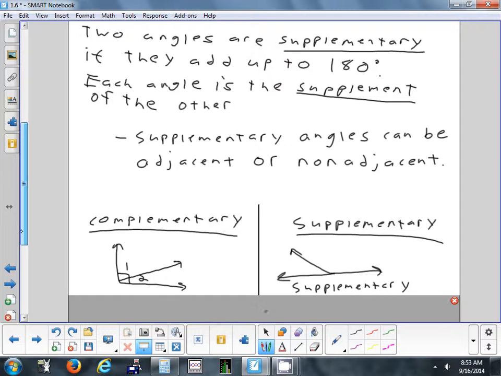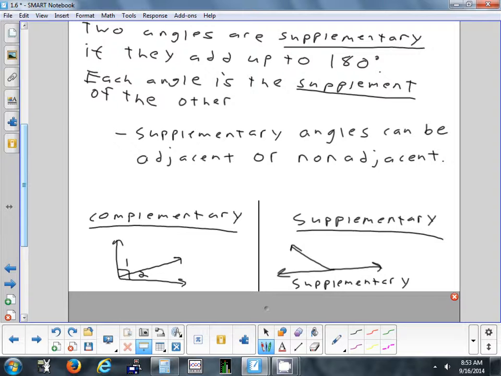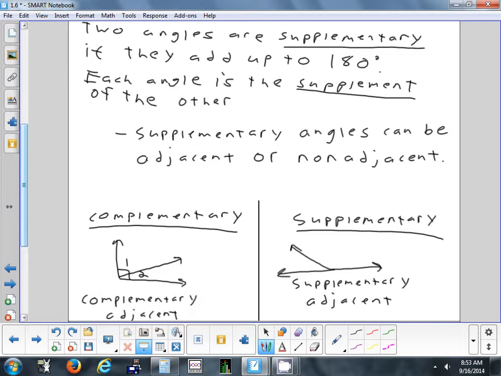Okay, so here's some examples of complementary and supplementary angles. On the left, angles 1 and 2 are complementary, because together they're making a 90-degree angle. On the right, that's an example of supplementary, because when you add them together, they have opposite rays. And this is an example specifically of complementary angles that are adjacent, they're touching each other, and supplementary angles that are adjacent, because they're touching each other.